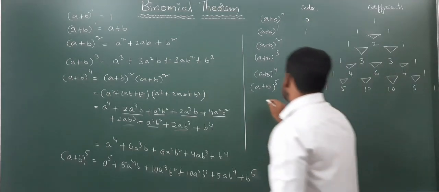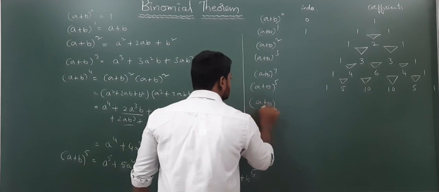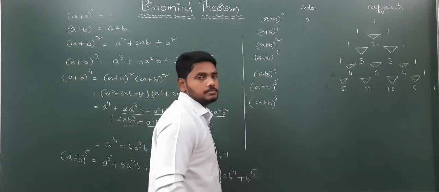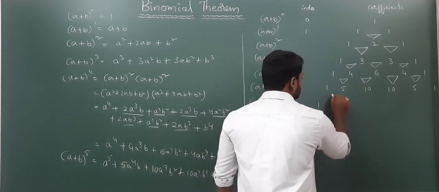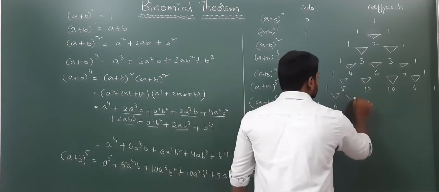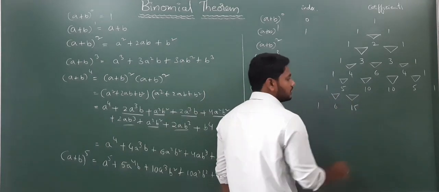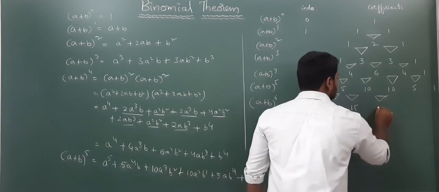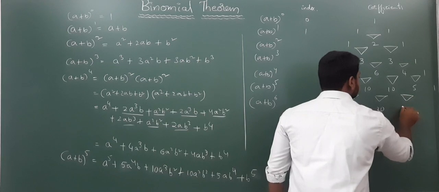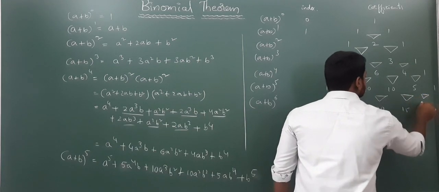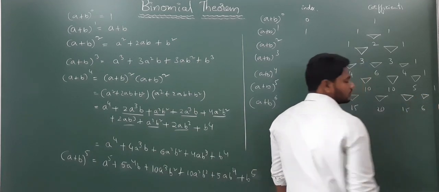So next one you can tell easily, a plus b whole power 6. What are the coefficients? For a plus b whole power 6, 1. So 1 plus 5 is 6 here. Next 5 plus 10 is 15 here. Next 10 plus 10 is 20 here. Next 10 plus 5 is 15 here. 5 plus 1, this is 6, and next one is 1.